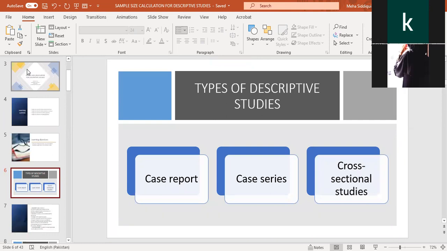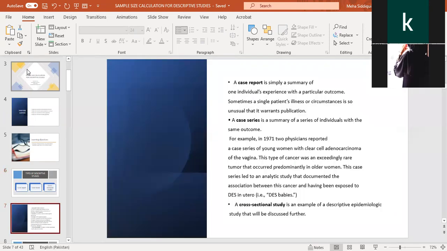Now, types of descriptive studies. Let's have a look over what comes under descriptive studies. Case report, case series, cross-sectional studies. Case report: it is simply a summary of one individual's experience with a particular outcome. Sometimes a single patient's illness or circumstances is so unusual that it warrants publication.